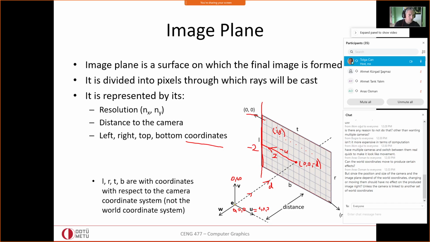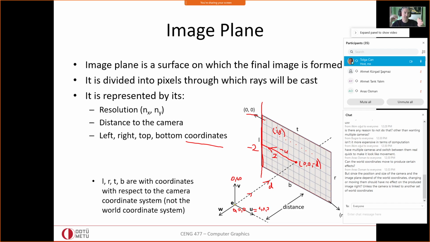Okay, there is another question. The position and the image plane depend on world coordinates. Changing one over them should have no effect on the produced image. Actually, the world coordinate is the fixed entity. If you change the eye point and the UV vectors, the effect will be dramatic. It's like you will be simulating moving a camera in a fixed world.